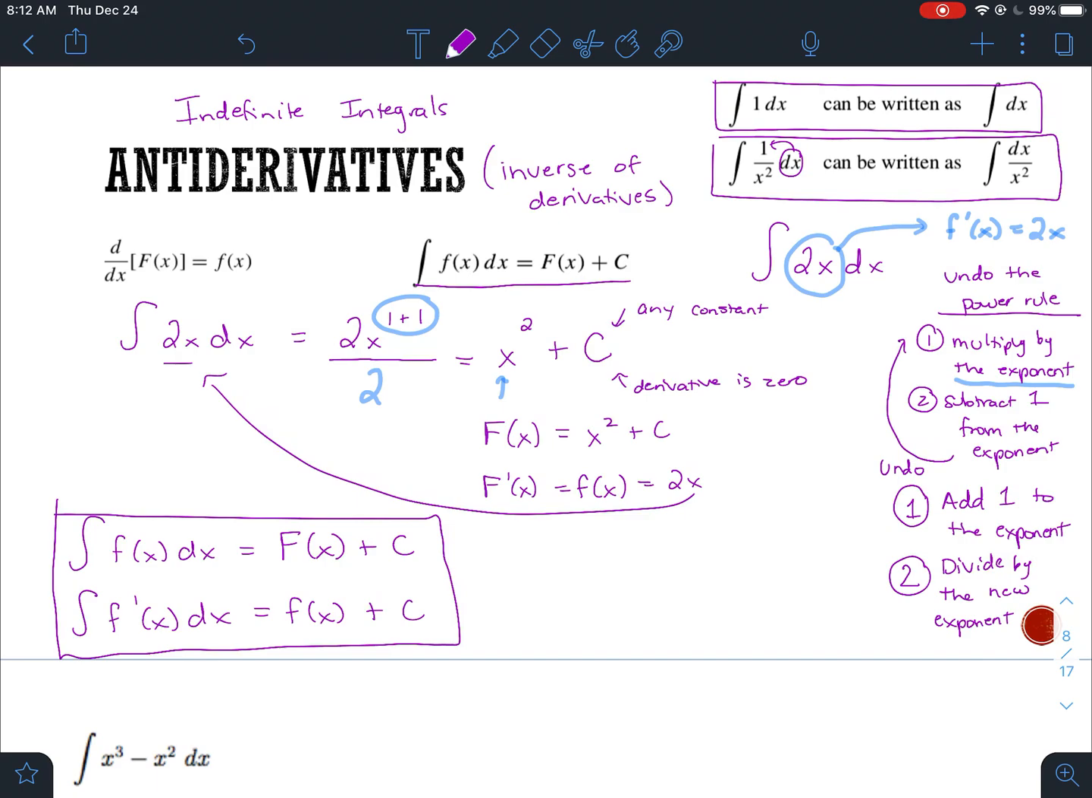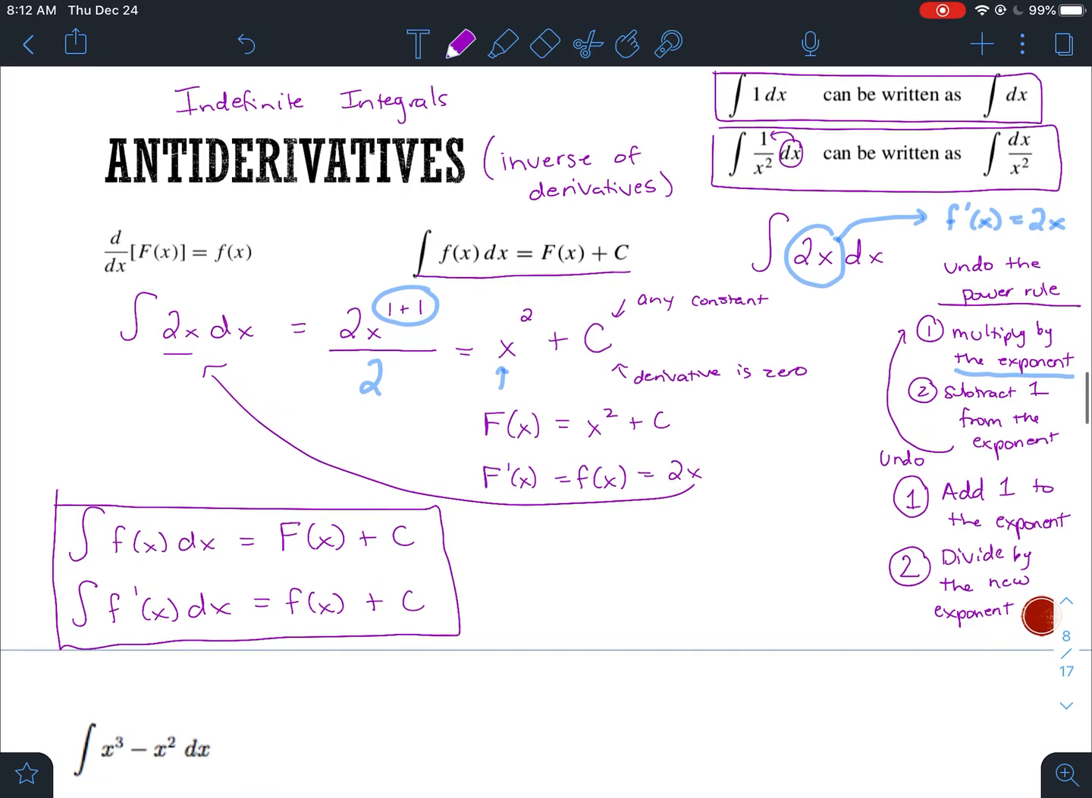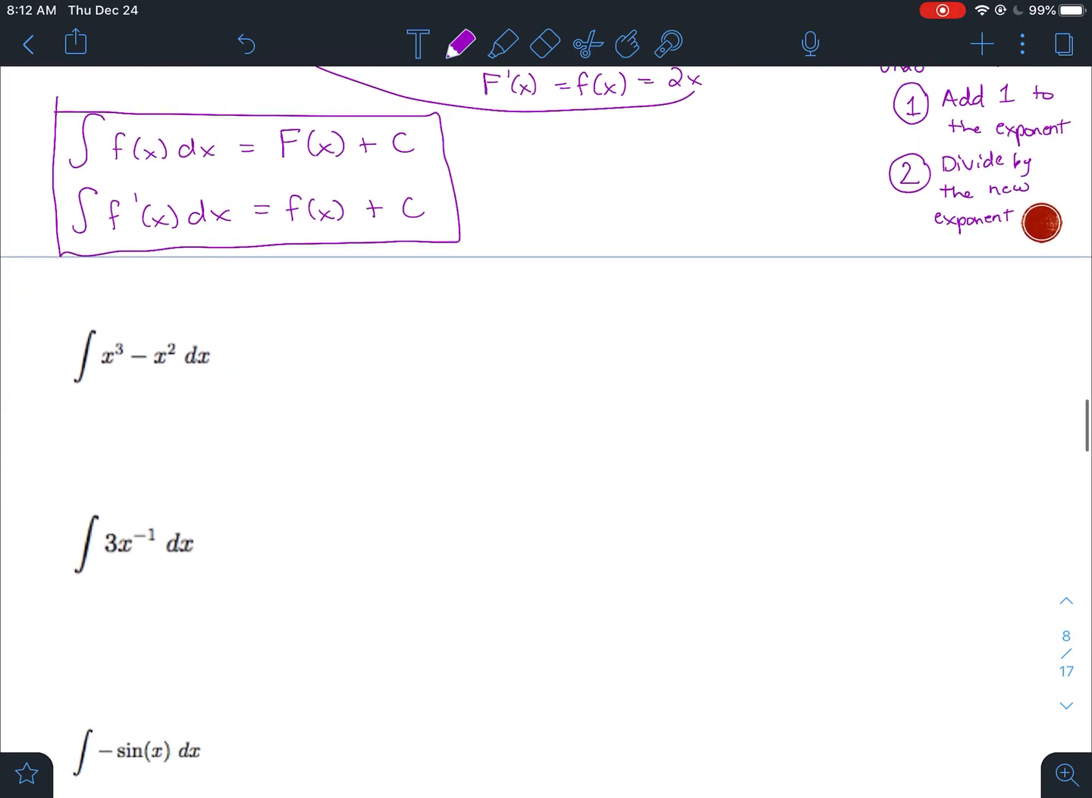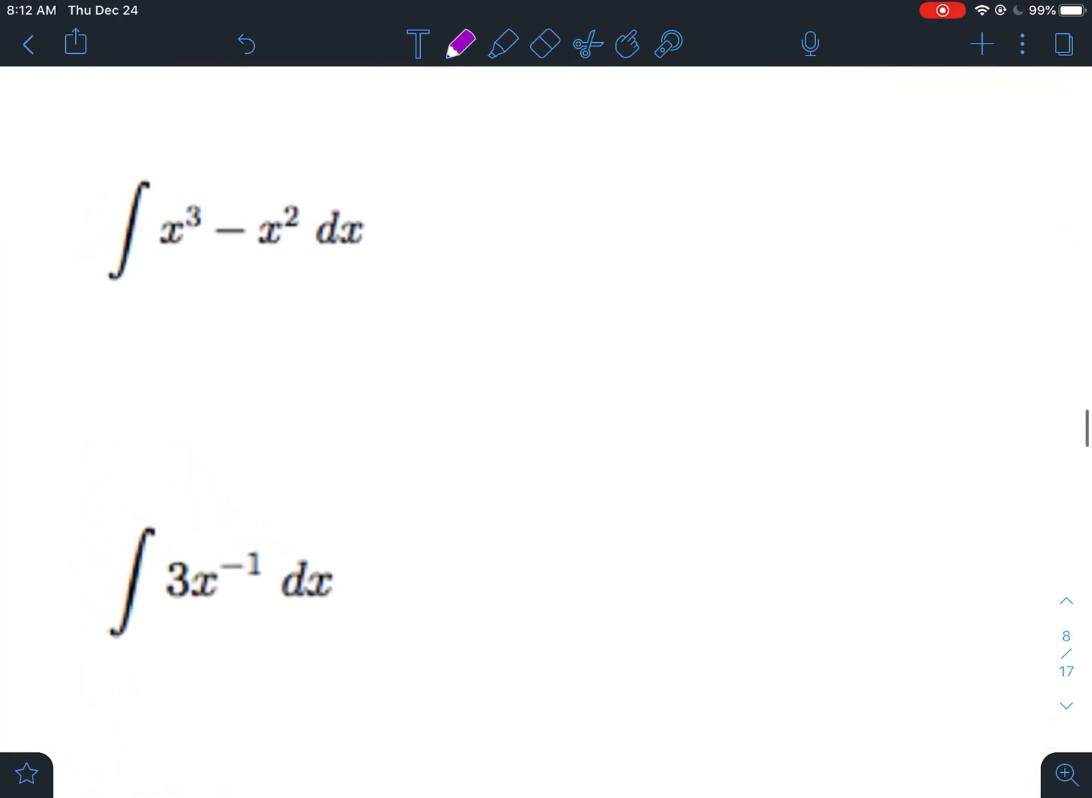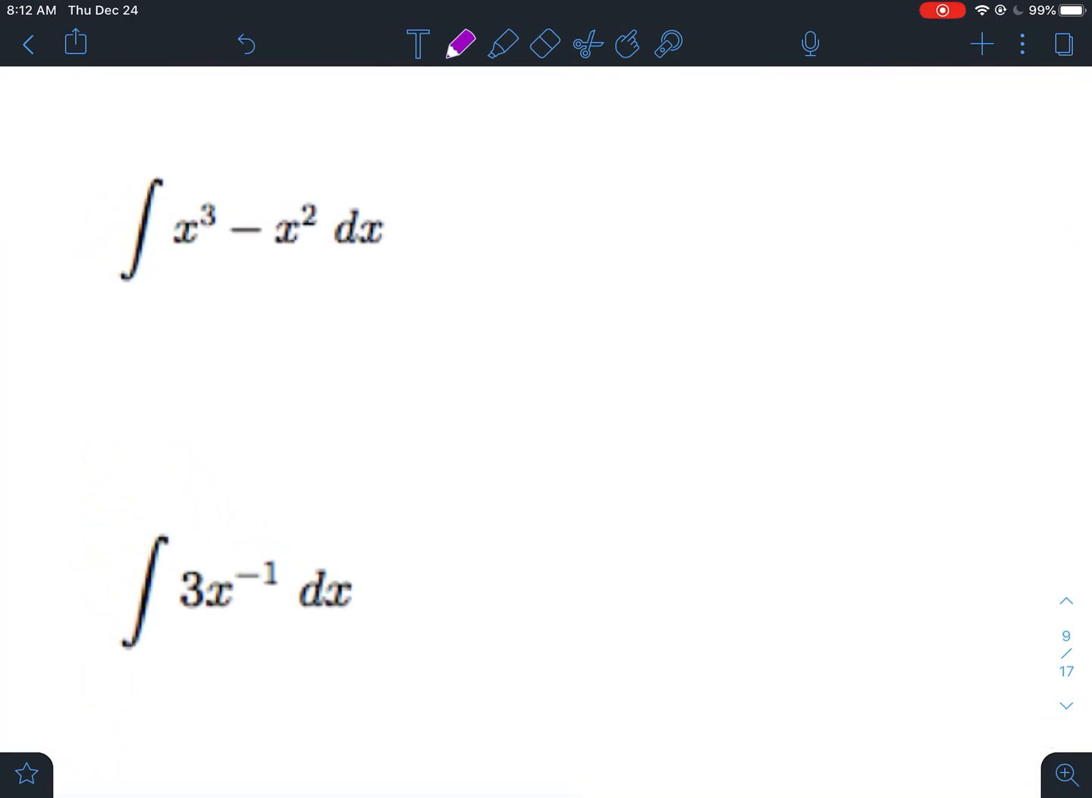All right, so let's do a couple more of these. So again, to find an antiderivative, you need to undo the derivatives that were inside the integrand. So let's look at this first one. We want to find the antiderivative of x to the third minus x squared dx. So remember, the steps are you add 1 to the exponent and then divide by the new exponent. So the antiderivative of x to the third will be x to the third plus 1 all over 4.